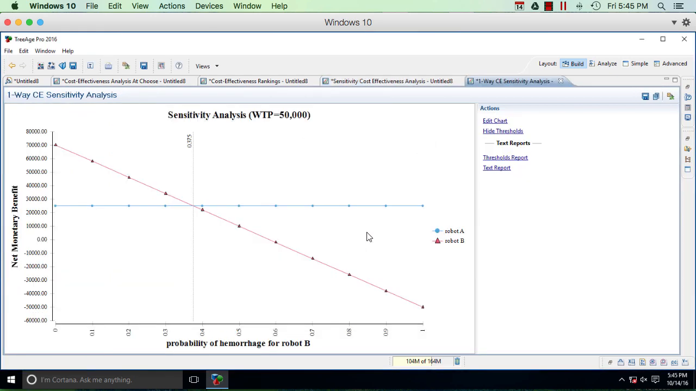Then I'll click net benefits threshold, and you can see here it puts probability hemorrhage robot B on the x-axis, net monetary benefit on the y-axis. Remember, net monetary benefits are good. Higher net monetary benefits are preferred. So this threshold is 0.375. If the probability of hemorrhage for robot B is less than the threshold of 0.375, we choose the higher one. We choose robot B, where that red line is above the blue line. If the probability of hemorrhage robot B is larger than that threshold, then robot B is going to be too dangerous, and we choose robot A.